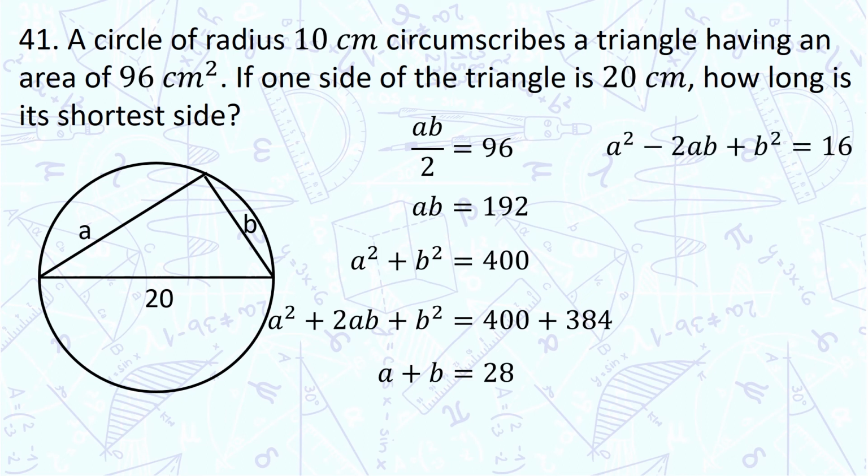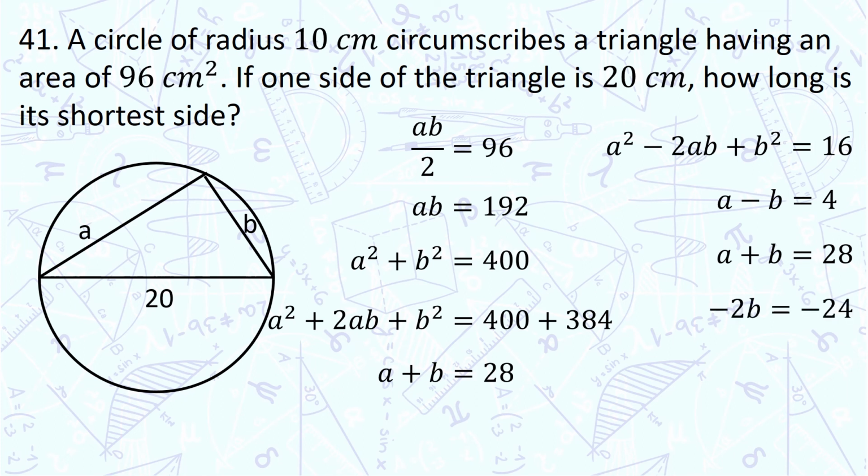If we subtract 2ab from both sides of a squared plus b squared equals 400, we'll get a squared minus 2ab plus b squared equals 400 minus 384, 16. The left-hand side and right-hand side of this equation are perfect squares. So we get a minus b equals 4. Let us solve a minus b equals 4 and a plus b equals 28 simultaneously.